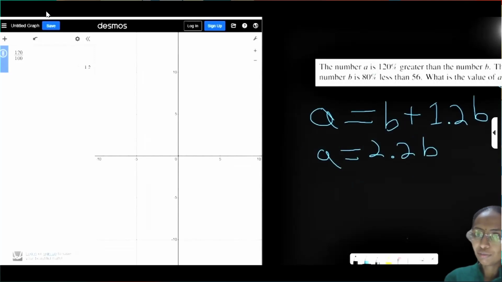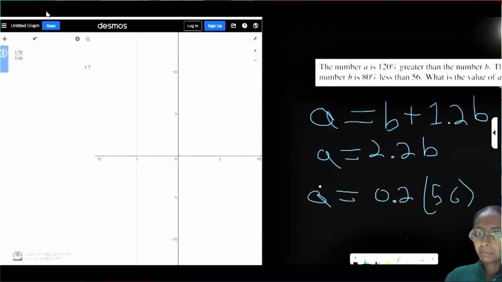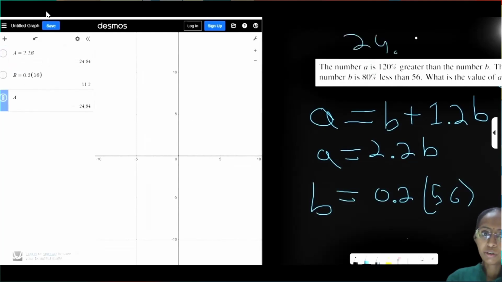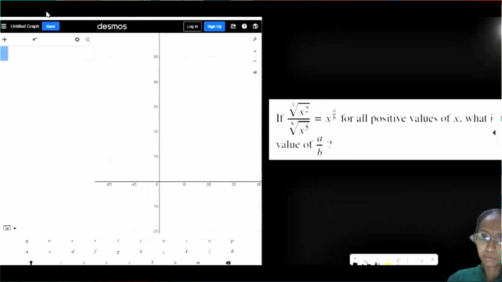Now, coming to B, the number B is 80% less than 56. So my value of B is 80%. We can calculate 80% as 80 upon 100, which is equal to 0.8. So 1 minus 0.8, that is equal to 0.2 times 56. We can calculate the values of A and B by using the calculator. We write A is equal to 2.2 into B and B is equal to 0.2 times 56. So we are getting the value of A as 24.64. So this is our answer. We calculated this very easily with the help of the Desmos calculator.